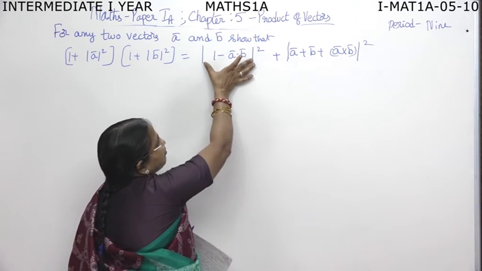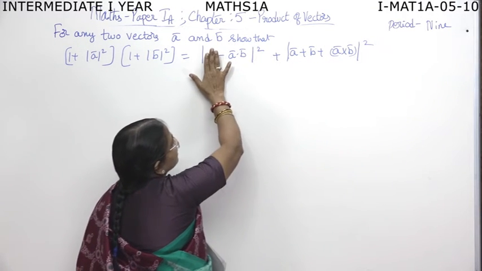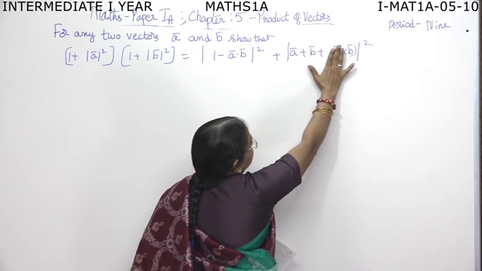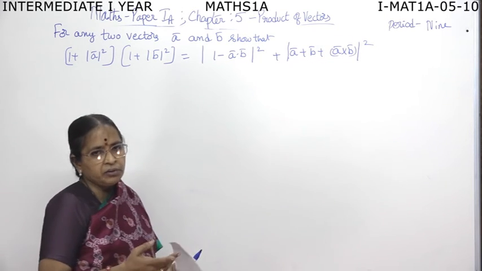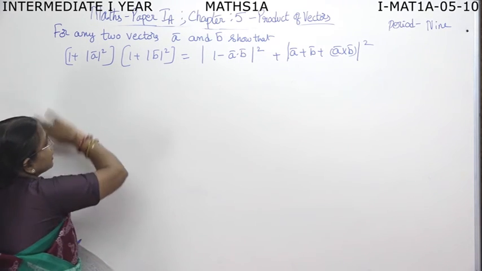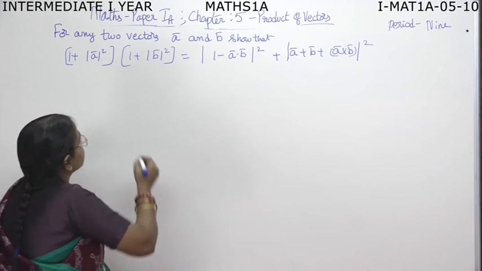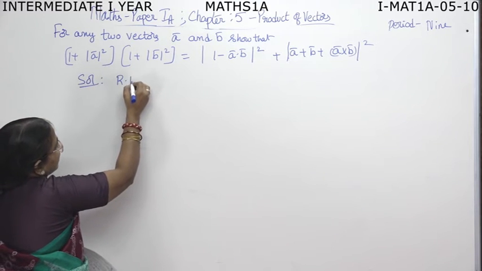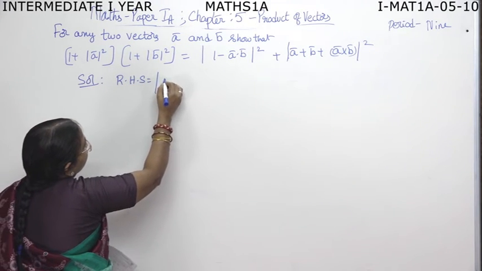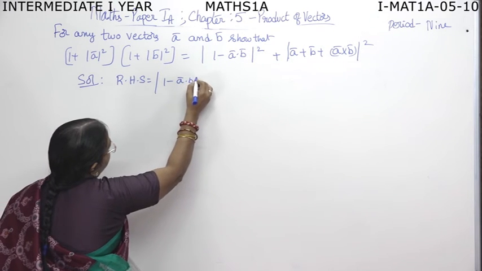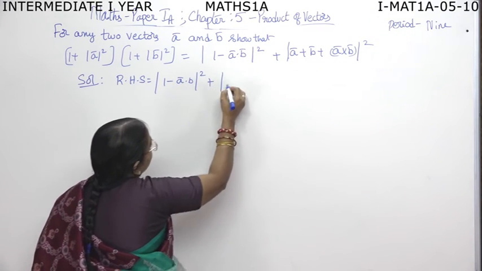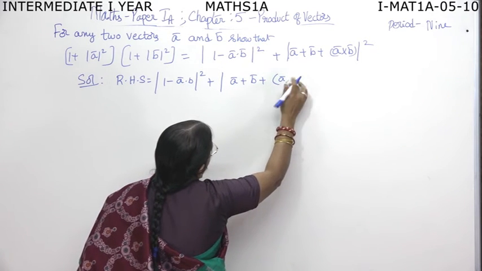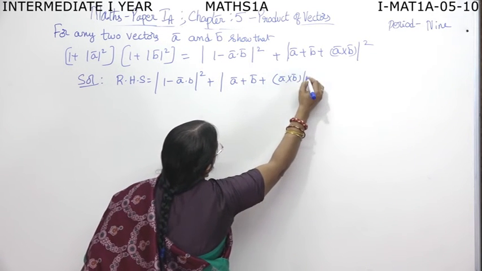See, you know the concept of mod square, isn't it? So you write this is like A minus B whole square. This is like A plus B plus C whole square. Just expand, you know the formula, simplify, you will get the left hand side. So here we'll take the right hand side. See how simple it is. Right hand side we'll take, that is mod of 1 minus A dot B whole square plus mod of A plus B plus C, C here is A cross B, whole square.